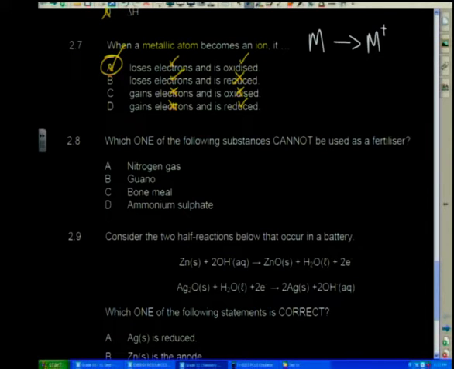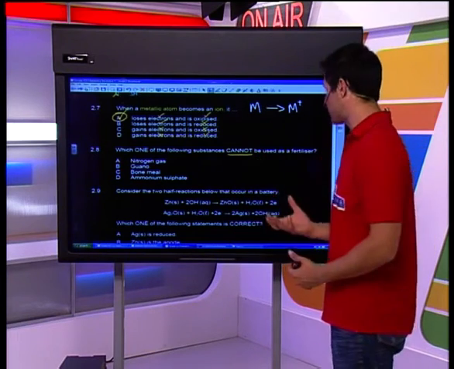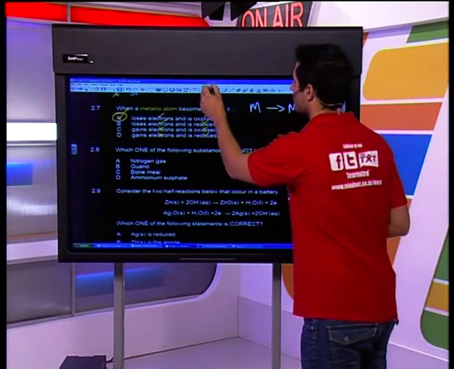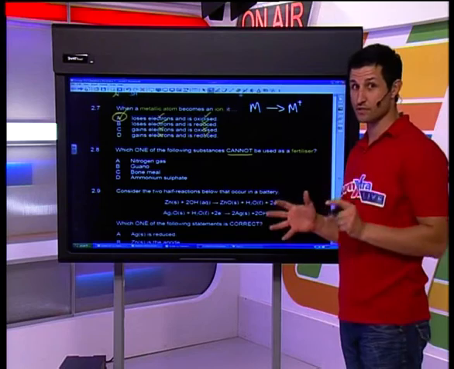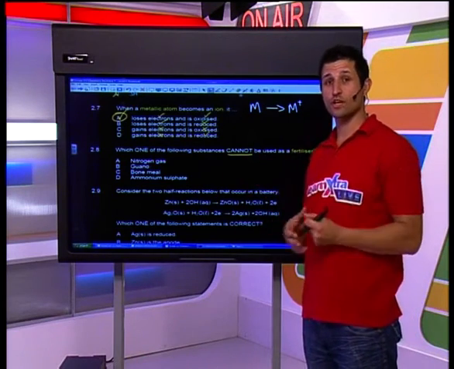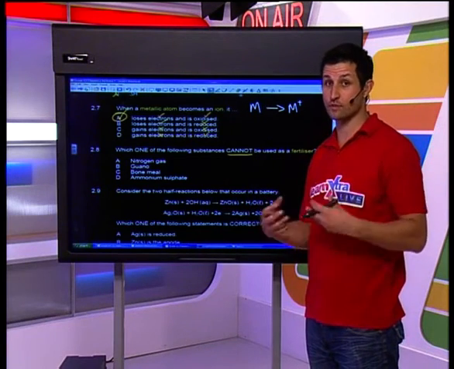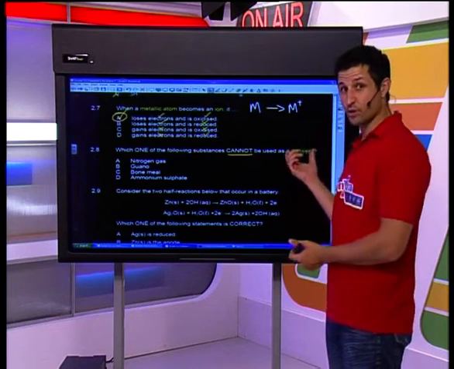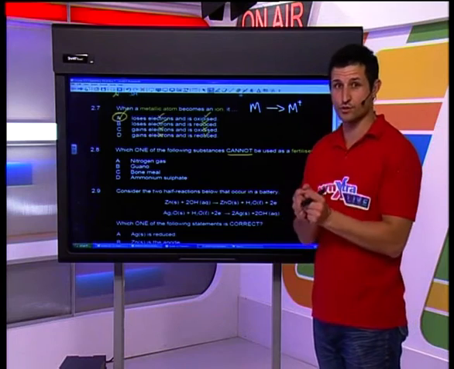Okay. Question 2.8. Which one of the following substances cannot, please guys, cannot, please don't be a rebel. They're asking you to find one that can't be used as a fertilizer. Now, this is a little bit of revision on some of the chemical systems that we're talking about. In terms of fertilizers, we're talking about types of substances which can be dissolved into the soil so that plants can use them. So a fertilizer is something which must be able to be dissolved into the soil.